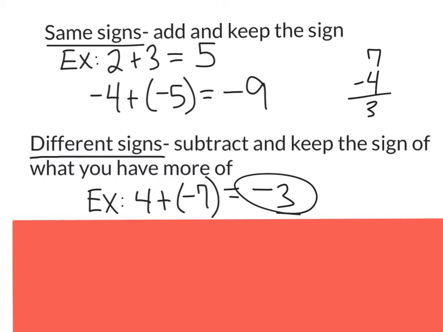And again, we could do that on the number line as well. You could go 4 to the right and then go 7 to the left, and that would take you to -3 on your number line.